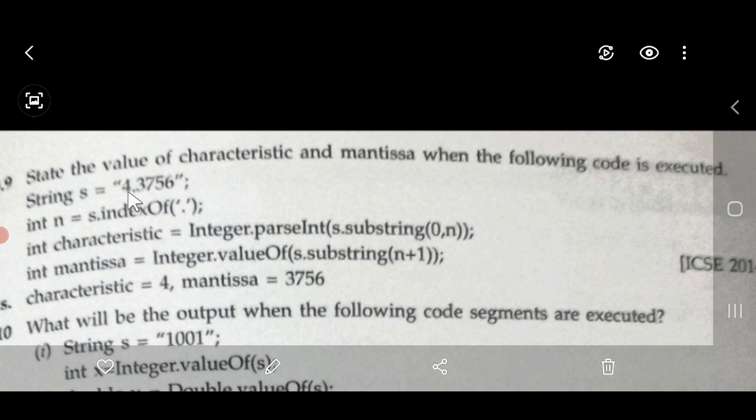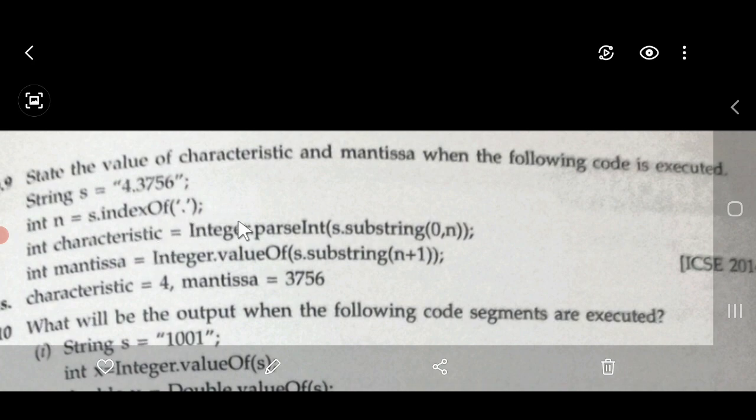We start counting the index from 0, 0 1, so 1 will be stored in n. Now characteristic equals Integer.parseInt. Integer is a wrapper class, parseInt is a function, with s.substring(0, n). The value of n, students, is 1. So it will simply extract the string from 0, only 0, because 1 will not be included. So 4 will go inside this characteristic.